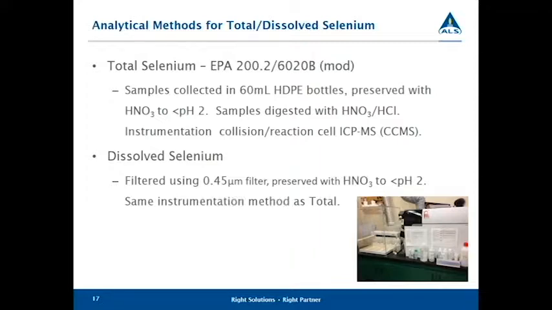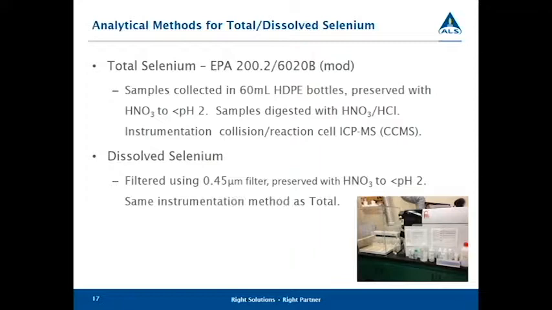So most commonly, as mentioned, total selenium is used for regulatory compliance, and typically total selenium samples are collected in a 60 ml HDPE plastic bottle. They're normally preserved to less than pH 2 with nitric acid. And then when they're received in the lab, they get digested, typically with a nitric acid, hydrochloric acid combination. And then they run on a collision cell or reaction cell ICP-MS.